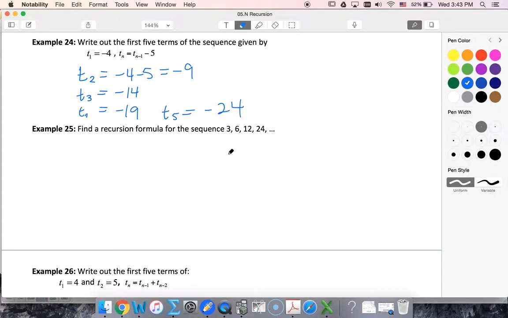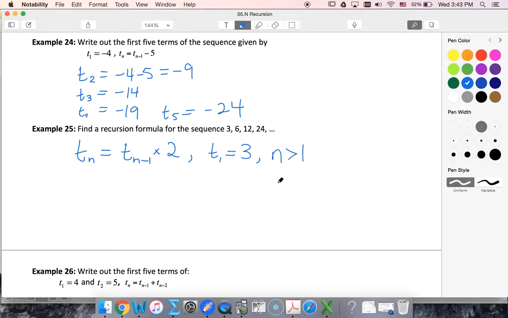All right, so this one we want a recursive formula. This looks to me like it's a geometric sequence. So I'm taking each previous term and multiplying by 2. So the recursion formula is take the previous term and then multiply by 2. In this case, our first term is 3, and our n value will be greater than 1.